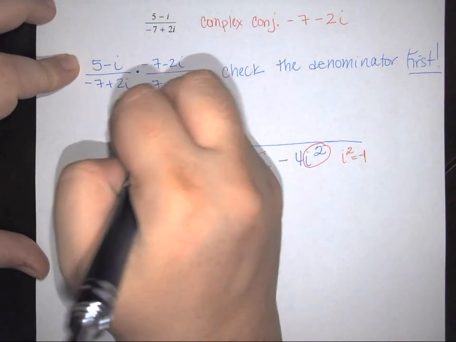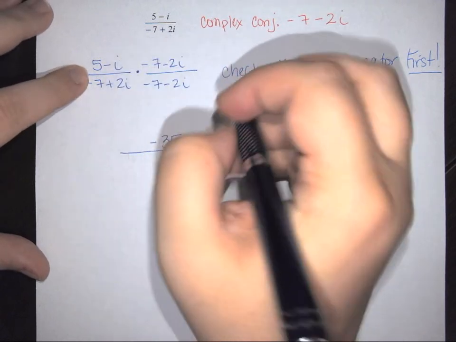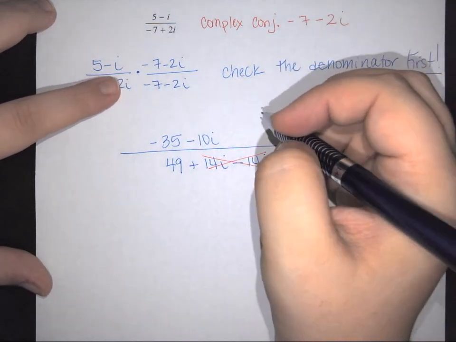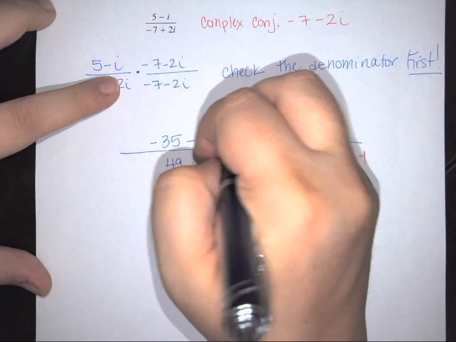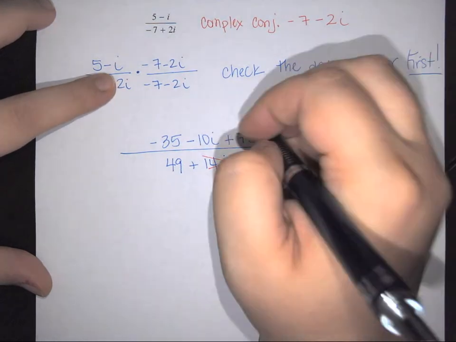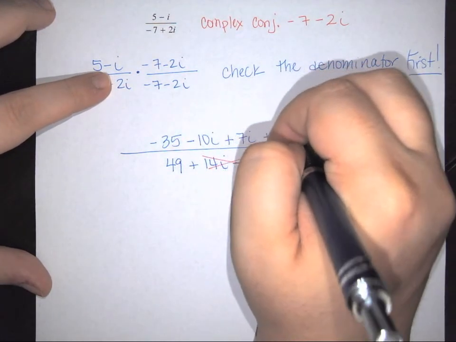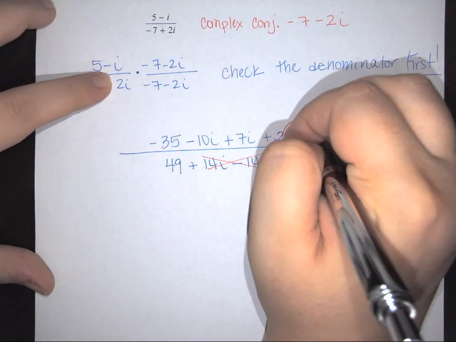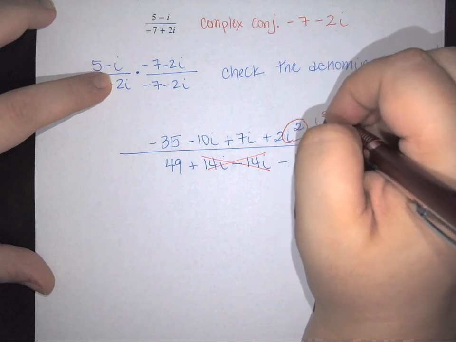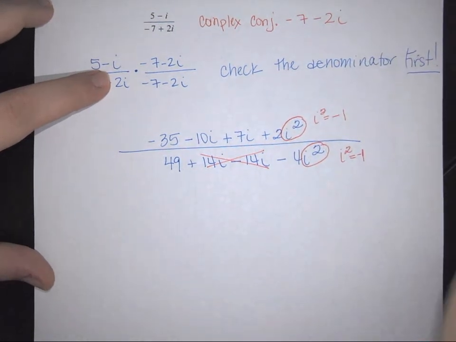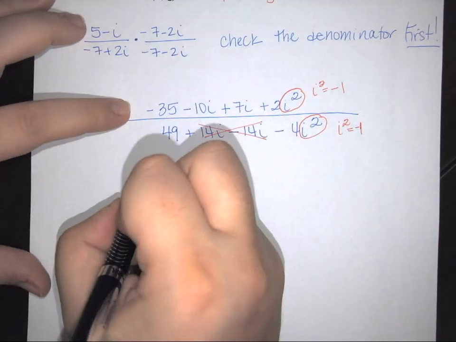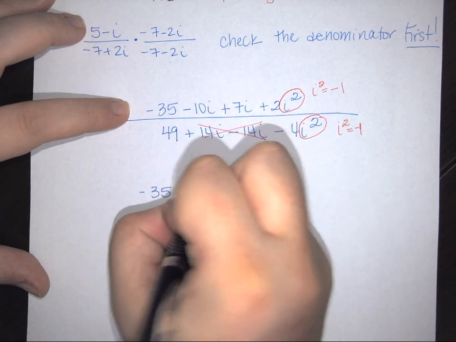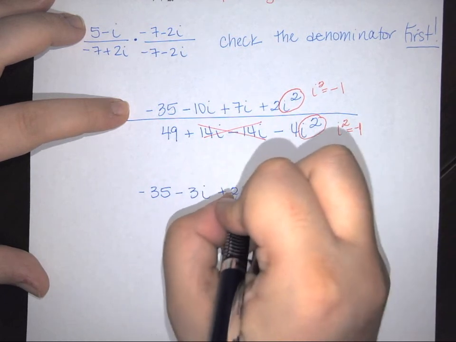5 times negative 7 is a negative 35. Do my outers. 5 times negative 2 is a negative 10i. Do the inners. Negative i and negative 7 gives you a positive 7i. And then last, positive 2i squared. And in this case, my inners do not go away, but I also have that i squared equals negative 1. So keep reducing. Across the top, I have negative 35. Negative 10 plus 7 is a negative 3i. And then this is plus 2 times negative 1.